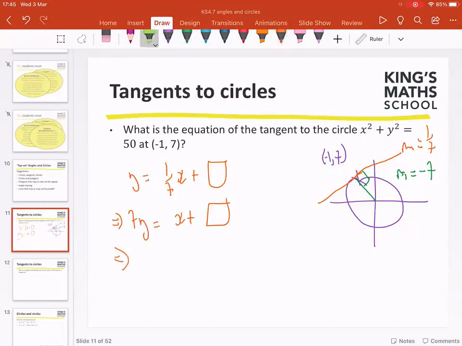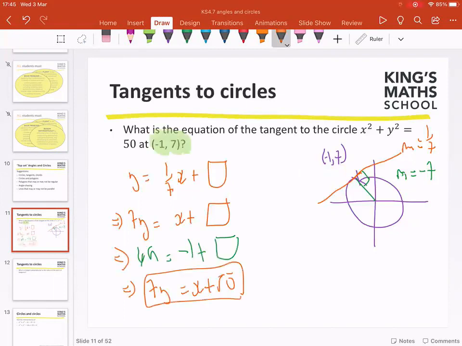Then I substitute the values in. And so I'm going to get 49 is negative one plus something. So the something is 50. And so I'm going to get 7y is x plus 50. Now, actually, it wouldn't be a bad idea to check this is a tangent by now solving it simultaneously with the circle and checking that you get a quadratic with a discriminant equal to zero. I'm not going to do that, but you might want to check that it is a tangent.